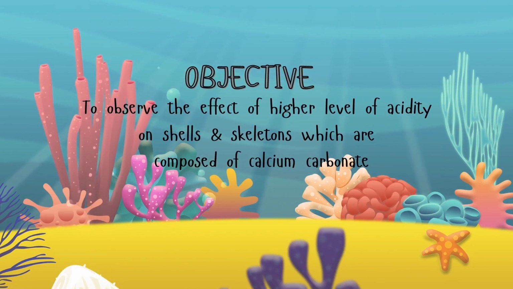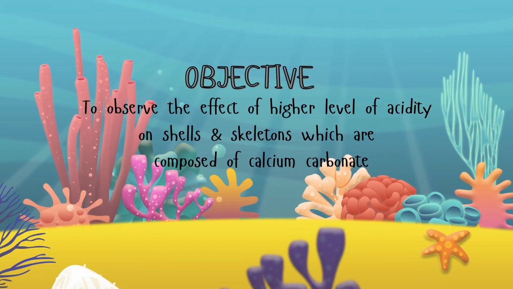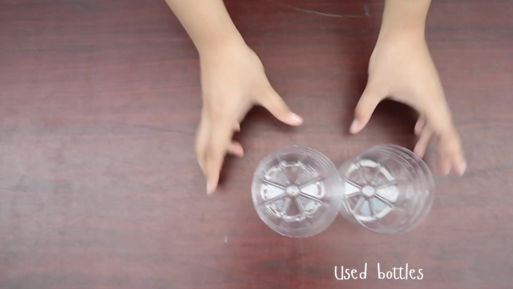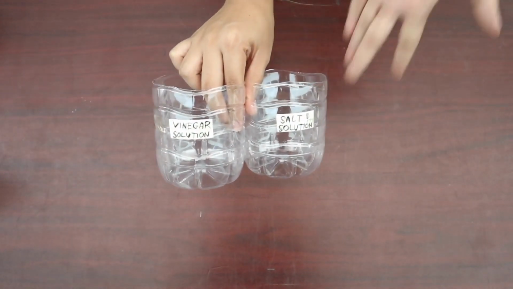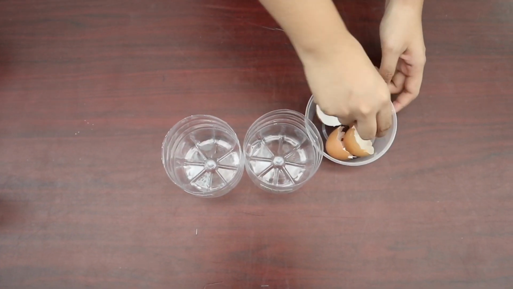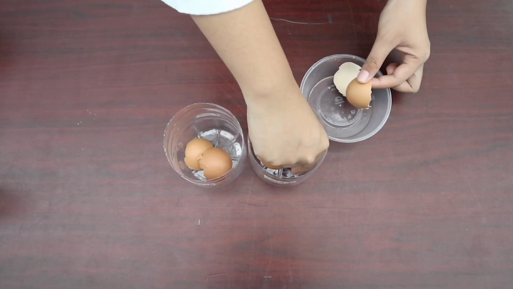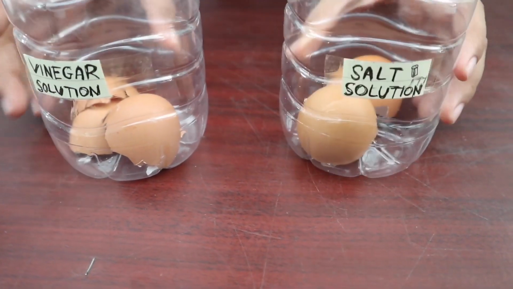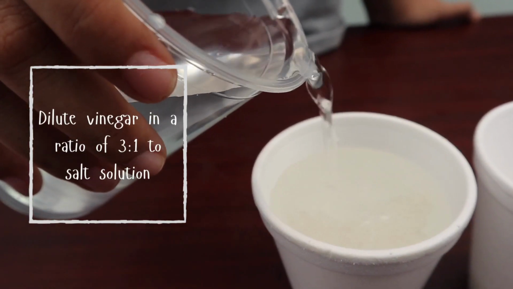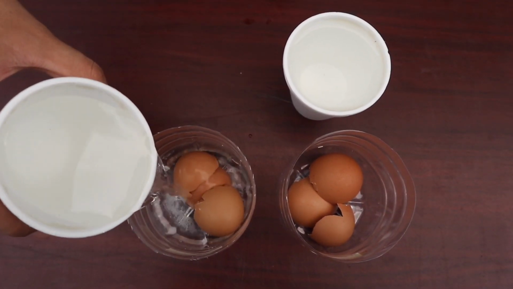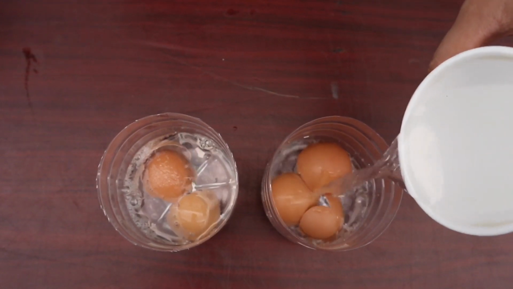The objective of this mini experiment is to observe the effect of a higher level of acidity on shells and skeletons, which are basically composed of calcium carbonate. You will need... make sure to label the used bottles correctly. Both of the used bottles will be filled with tap water. One will be filled with salt to represent the normal seawater, and the other will be filled with vinegar to represent the acidifying ocean. The eggshell will represent the shell creatures like clams, crabs, and oysters, since we are focusing on these types of creatures in this experiment.